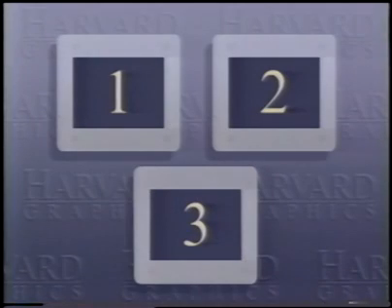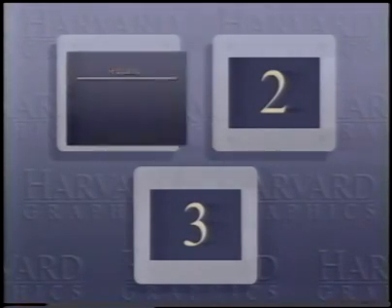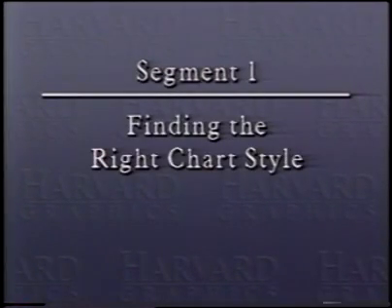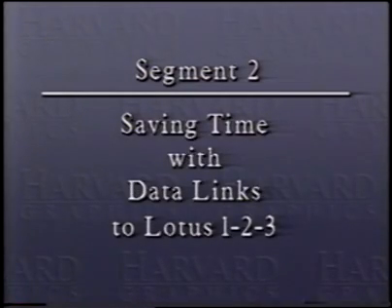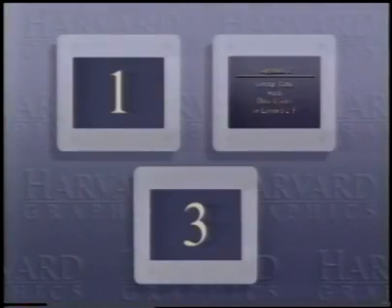Our program is arranged in 3 modules, each followed by a summary. Module 1 focuses on finding the right chart style to communicate your message effectively, and how Harvard Graphics mathematical calculations can help analyze your data. In Module 2, you'll learn how Harvard Graphics Data Link feature can save you time producing and printing routine reports, compressing dozens of keystrokes into a few simple commands.